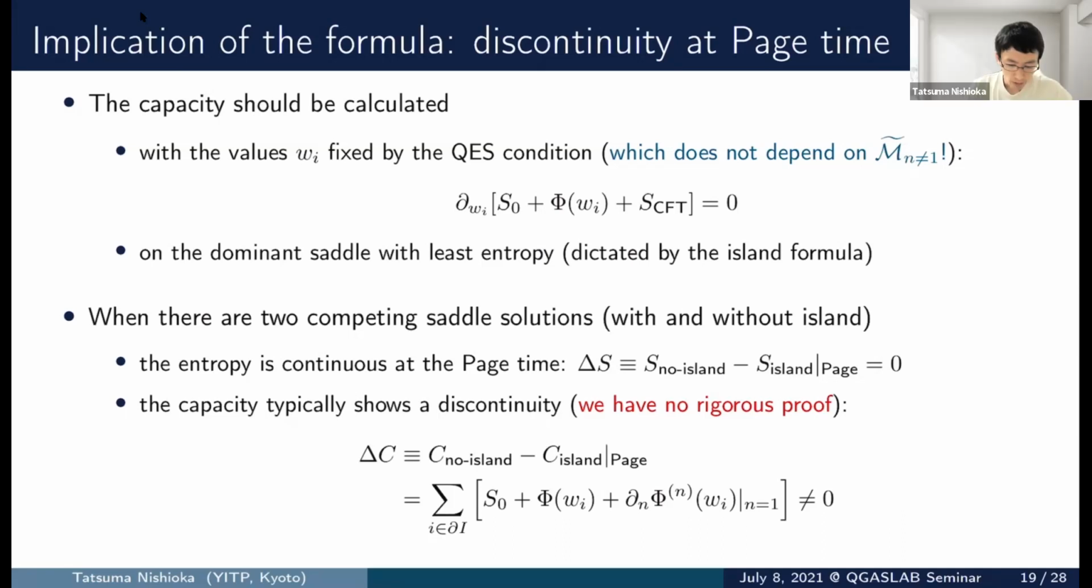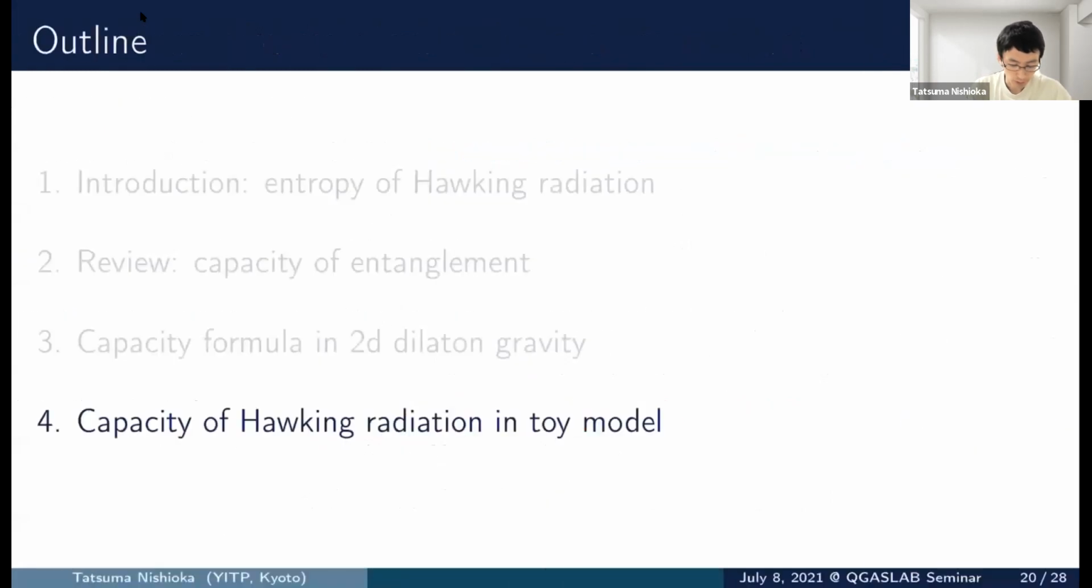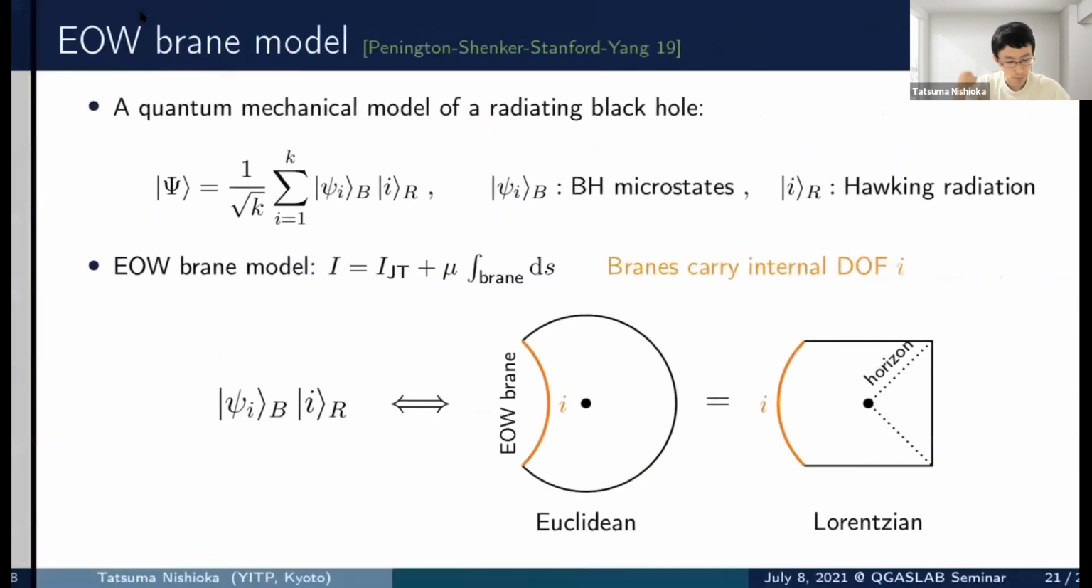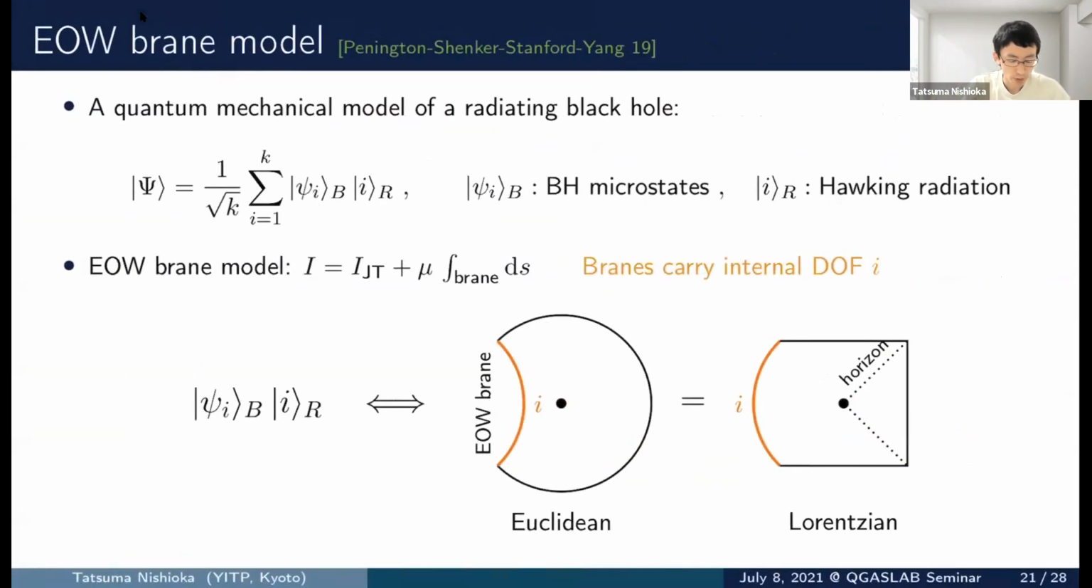So this is one implication from our formula. And actually, we can confirm this speculation in a very concrete setup, using a toy model of Hawking radiation. This model is very simple. It is called the end of the world brane model, studied by these gentlemen. The basic idea is very similar to the Page argument, but here we model the radiating black hole in a quantum mechanical model.